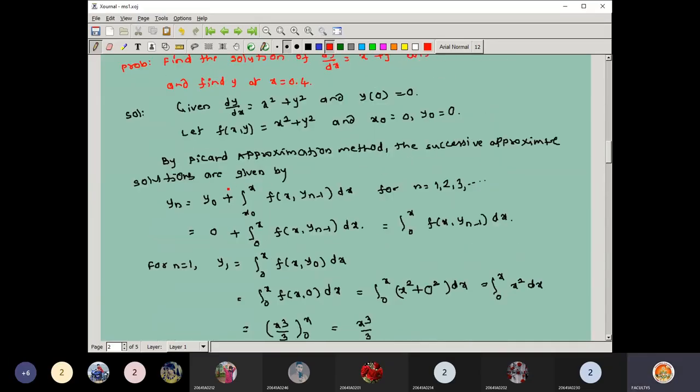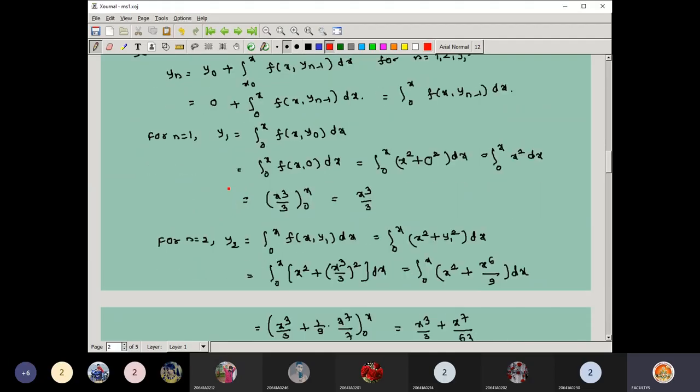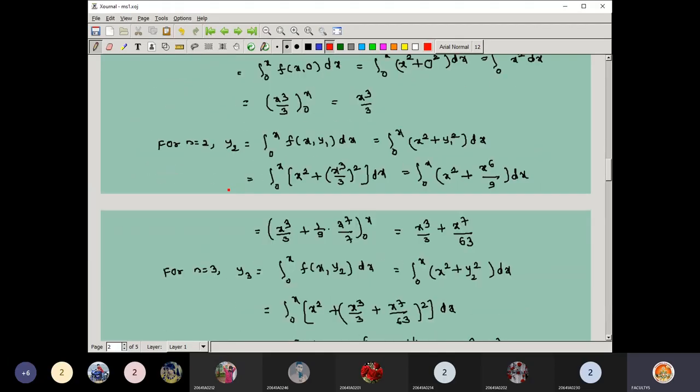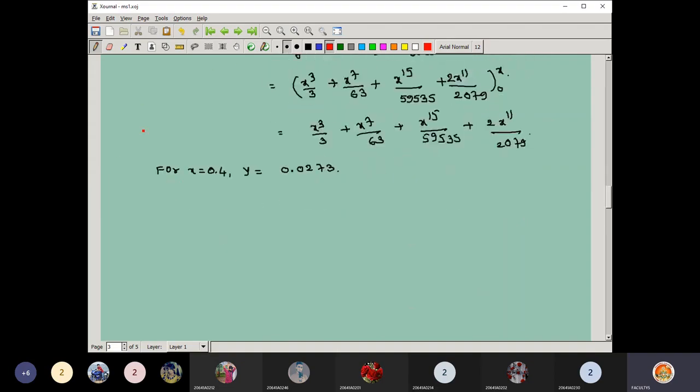So minimum you need to find out up to 3 approximate roots and directly find out the answer. If it is very lengthy, no problem, you can calculate up to 2 also, second approximate root. Now I give you a problem. You just find out the answer.